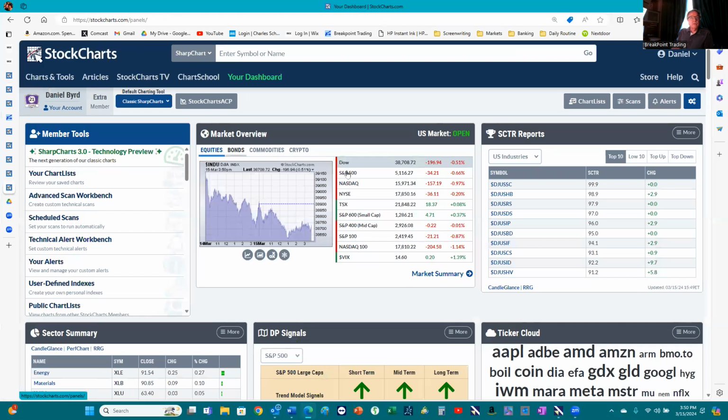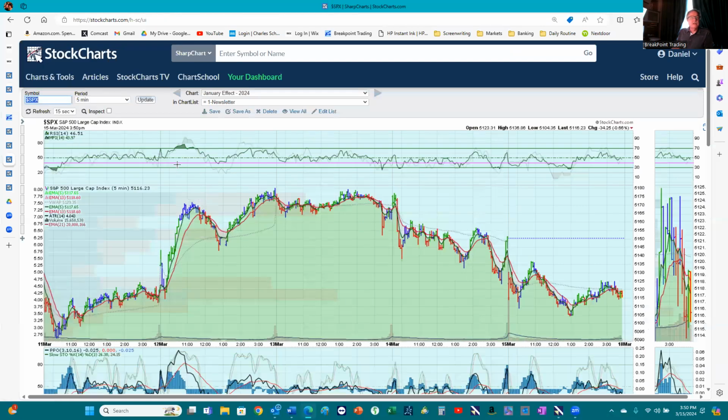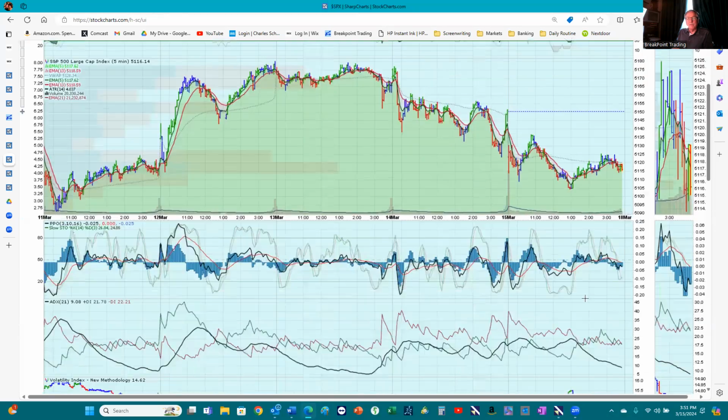I go back to the dashboard, and by the way, here's the status of the market right now. So still down almost 200 points. Here's the daily chart that I showed in the last session. Right now, we are 10 minutes away from the close. So when I showed it the last time, I said this is starting to move up. But now that we're getting to the last half hour, it's actually starting to move down.